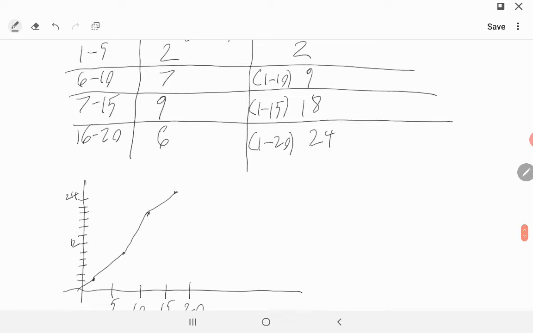This kind of graph lets us see essentially how fast things are increasing. So we notice that the number is increasing faster, faster, faster, and then the rate of increase slows down a little bit.